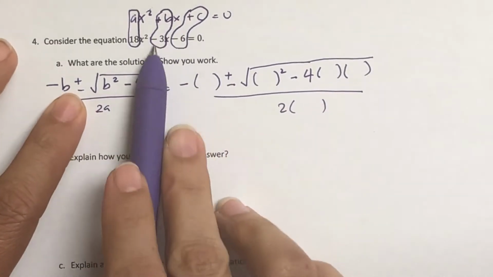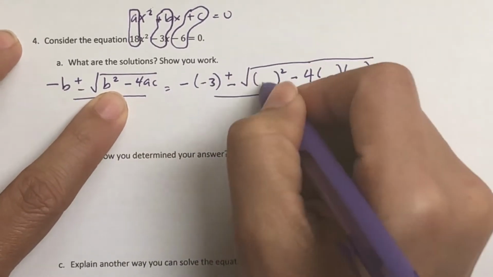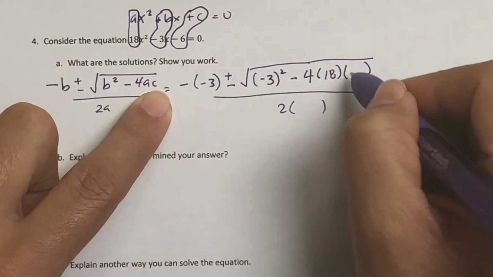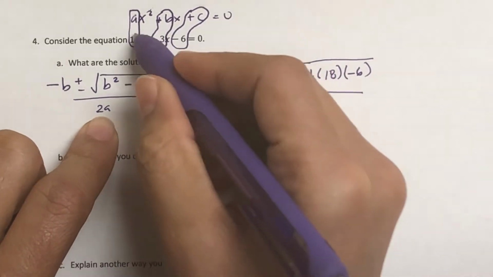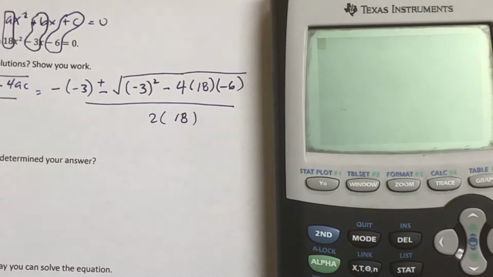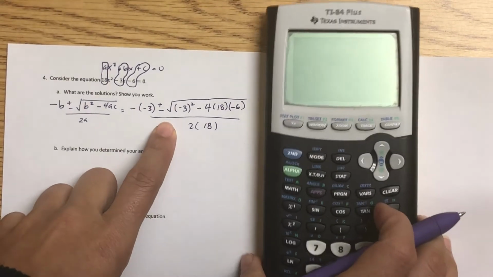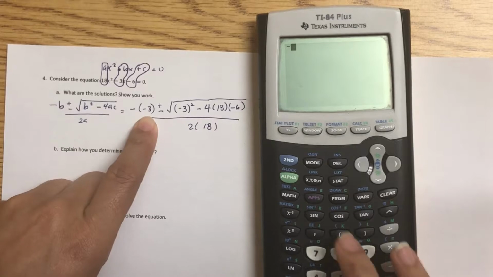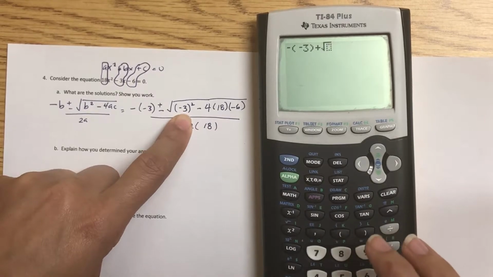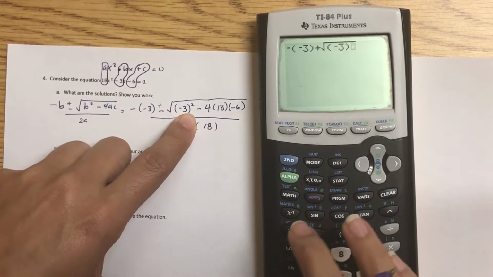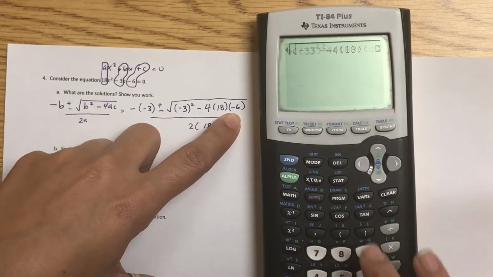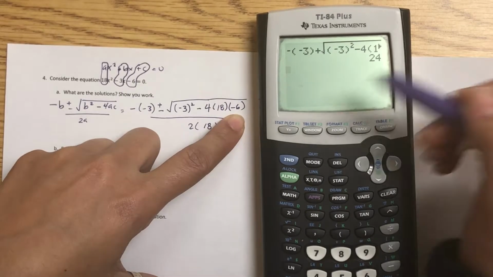The reason is you're just going to come in and put the numbers in. So the first one is b. What's b? Minus 3. This one is also b, that's minus 3. Next one is a. A is 18. Next one is c, which is negative 6. And under here is a, which is 18. Then once you do that, you're just going to put it in the calculator. You're going to type the whole top in the calculator. So it goes negative, open parentheses, negative 3, close parentheses, plus, square root, open parentheses, negative 3, close parentheses, squared, minus 4, open parentheses, 18, close parentheses, open parentheses, negative 6, close parentheses. So that's the whole top.